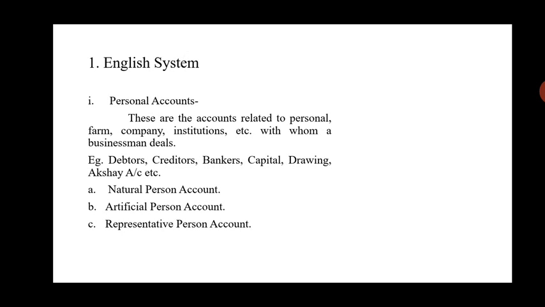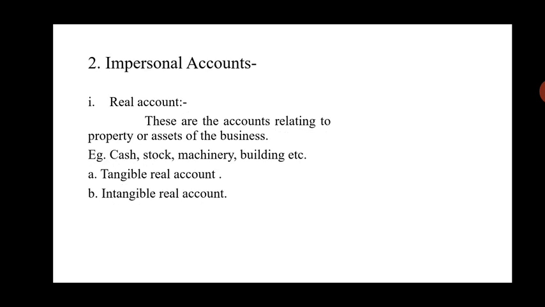So with the help of the personal account, we have to pass the journal entries. Just try to understand. In the next slide, the second one is the impersonal account. The first one is the personal account, and the second one is the impersonal accounts. These impersonal accounts are classified into two accounts. Which are those? The first one is the real account.